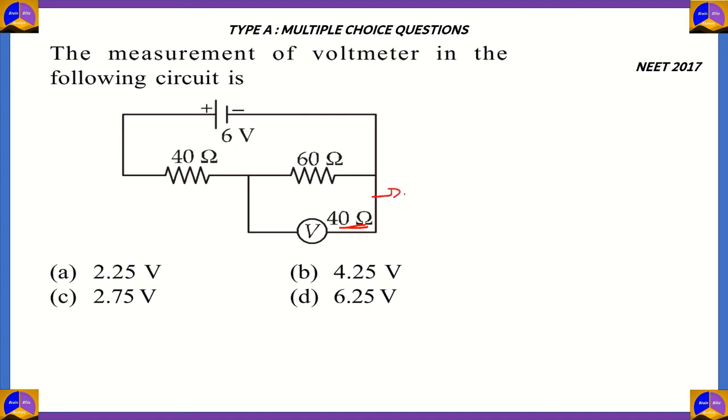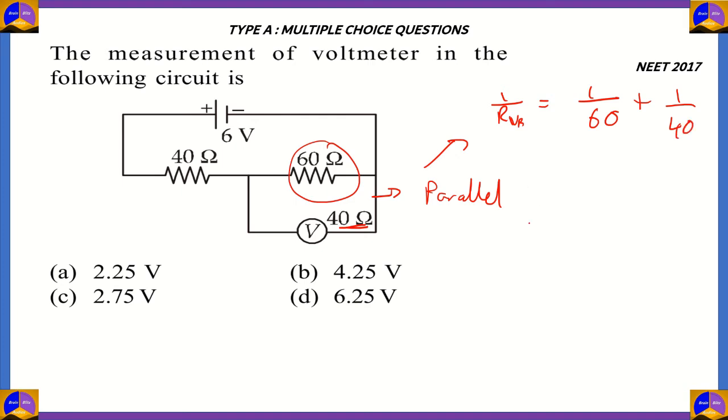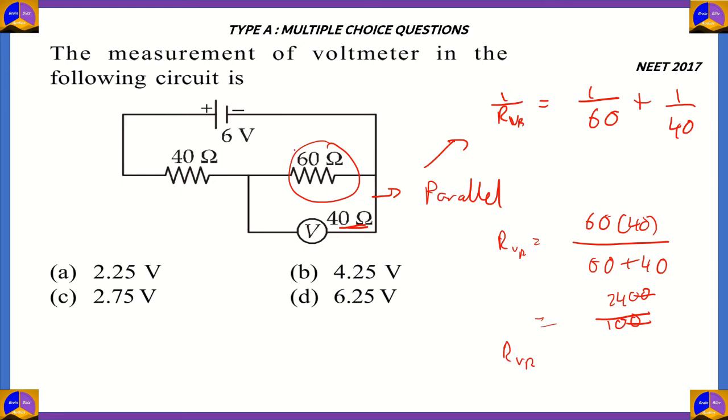So as you can see here, the voltmeter of 40 ohms and the resistance of 60 ohms are in parallel. So first we need to find out the total resistance of the circuit. 1 by R_VR gives you 1 by 60 plus 1 by 40. So therefore, R_VR gives you 60 times 40 divided by 60 plus 40. 60 plus 40 is 100, and 60 times 40 is 2400. So the resistance across this parallel connection here is 24 ohms.